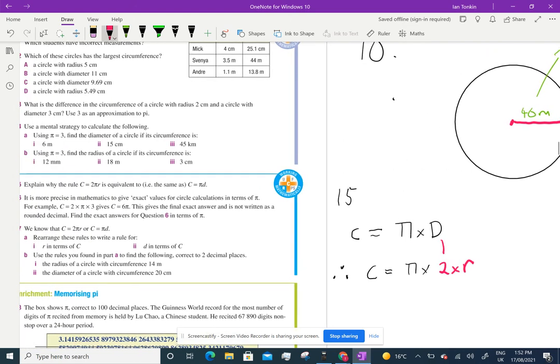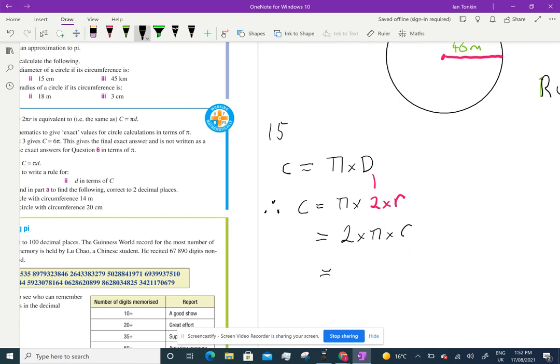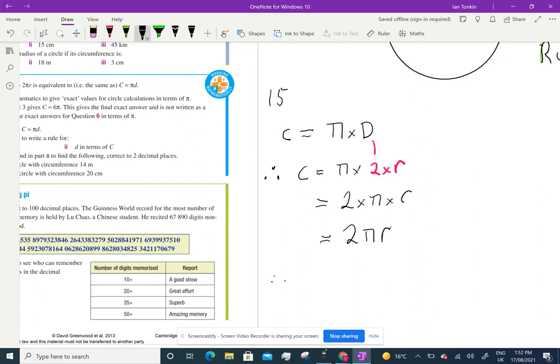Now, what are we trying to say? That it's the same as 2 pi r. Well, we know when we multiply things, remember pi is a number, pi is 3.14, it doesn't matter what order we multiply. So we can say 2 times pi times r. And when we write algebra, we already know you do not need the multiplication symbols. So 2 pi r is also the circumference. Therefore, pi d is the same as 2 pi r. And there we go.